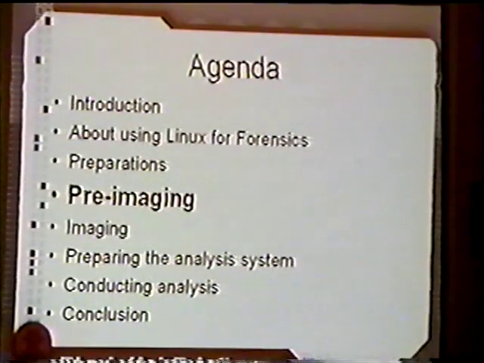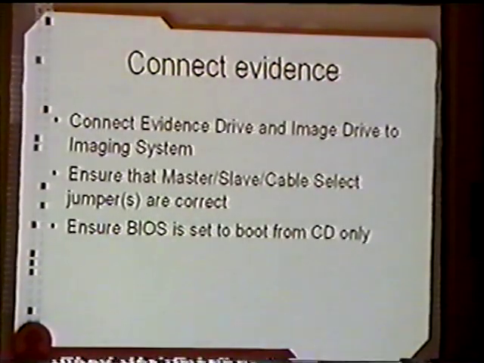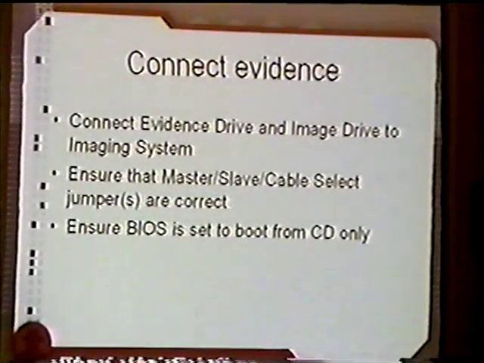Well, now we're to the point where we've done all the administrative stuff on the front end. We're ready to connect our evidence. So go ahead and connect your evidence drive and your image drive onto the system. Make sure you check the old master-slave cable select jumpers.